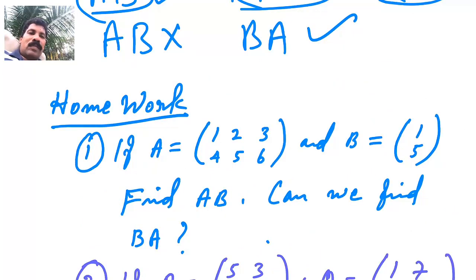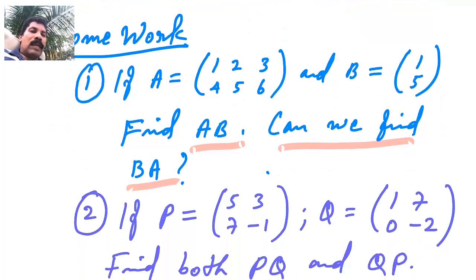Now we shall do certain questions for homework. The first question: if capital A is equal to 1, 2, 3, 4, 5, 6 and B is equal to 1, 5 column wise, then find AB, and can we find BA? This is a very simple question, you must try.